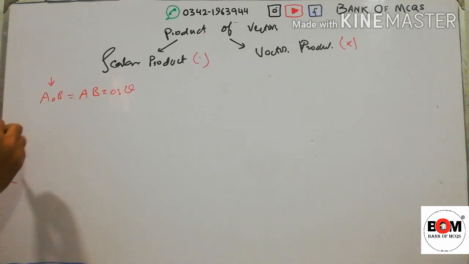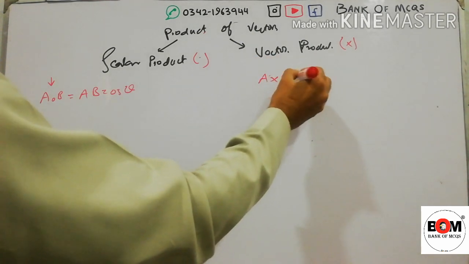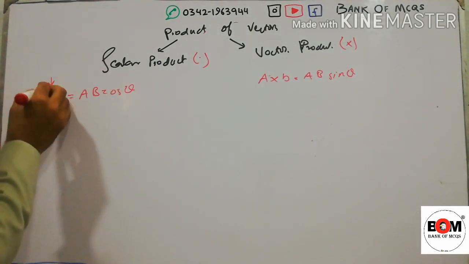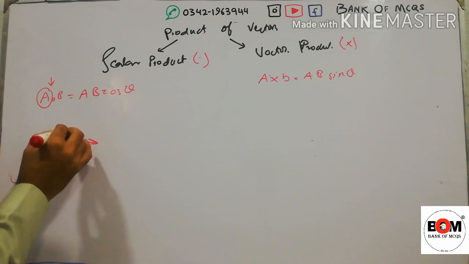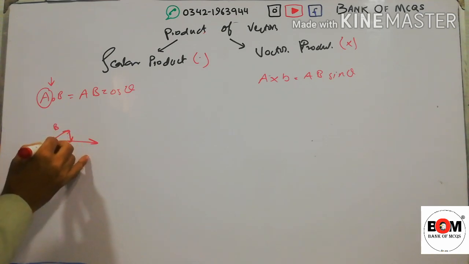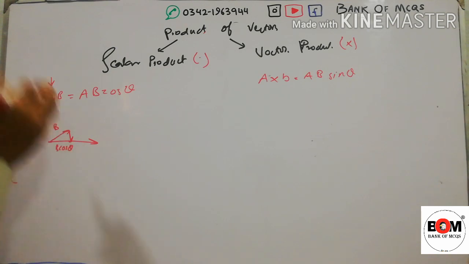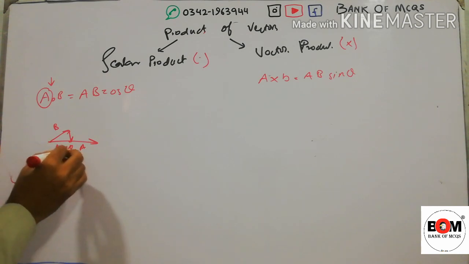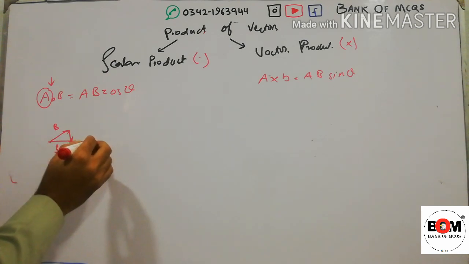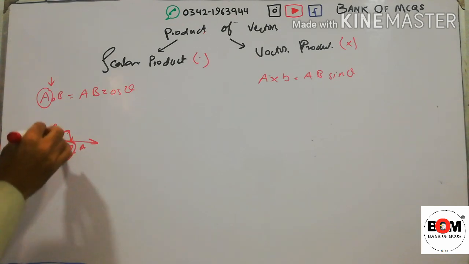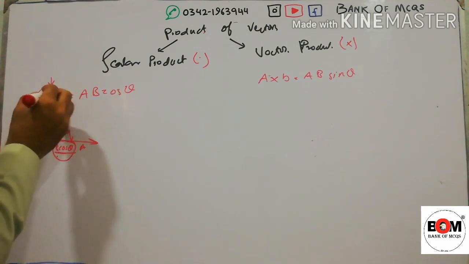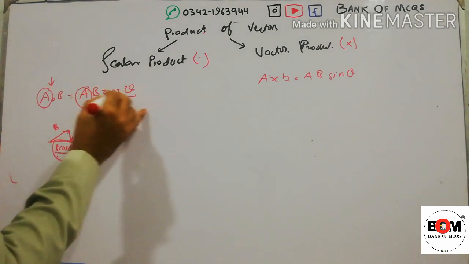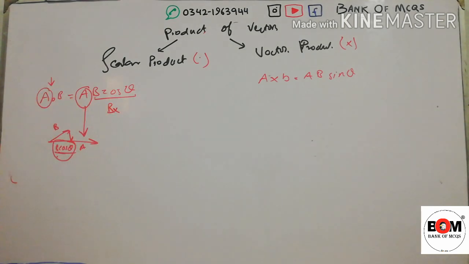The result is a scalar. Now a cross b is equal to ab sin theta. In this case, this is vector a and this is vector b. So b cos theta is this component at this angle. This is a and this is b, so bx is equal to b cos theta, and b cos theta is in the same direction as a, so we use this b cos theta factor of b. So in a dot b is equal to ab cos theta, a is the magnitude of a and b cos theta is that part of vector b that is parallel to vector a.